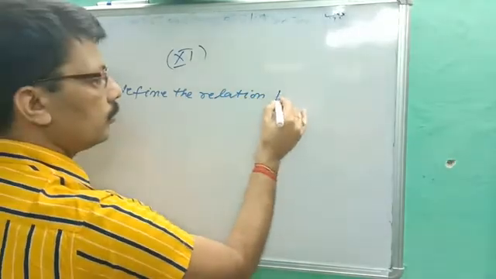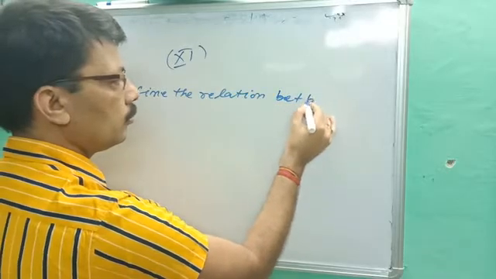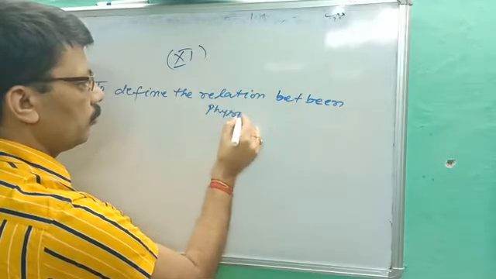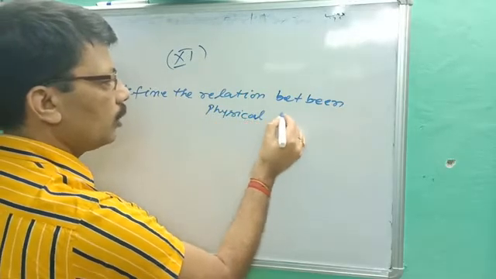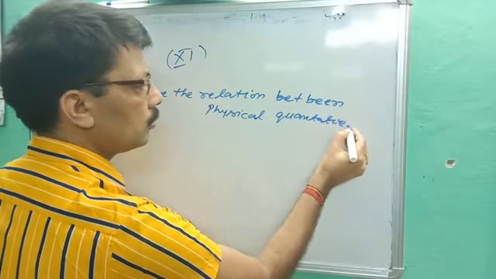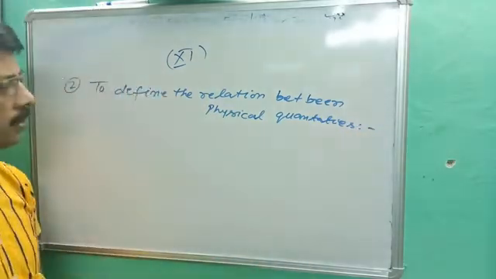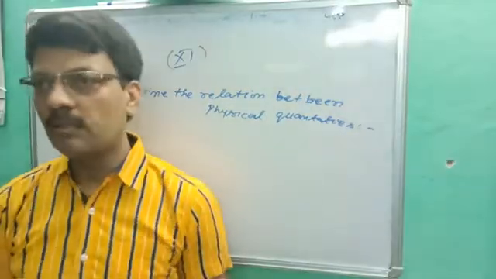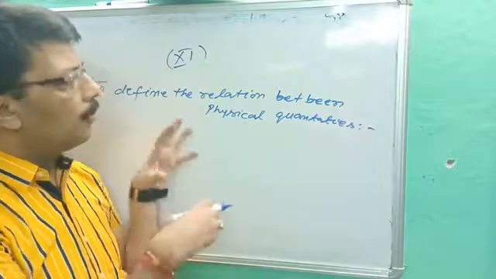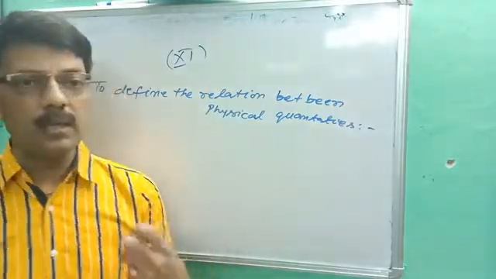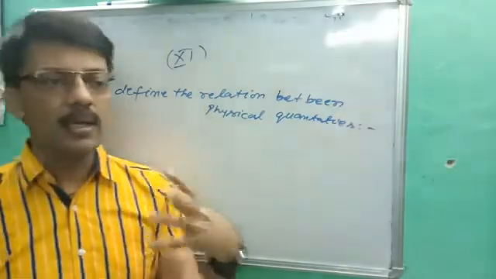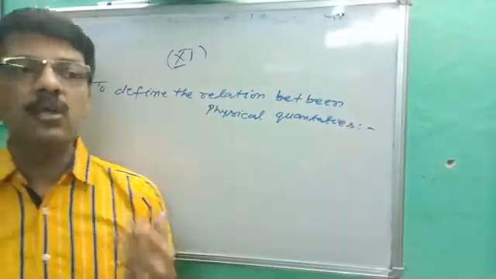relation between physical quantities. This is another important application: to define the relation between physical quantities or to deduce a formula. This is very important. If you know on how many quantities this main quantity depends, then you can define the relation between them, or you can deduce a new formula.